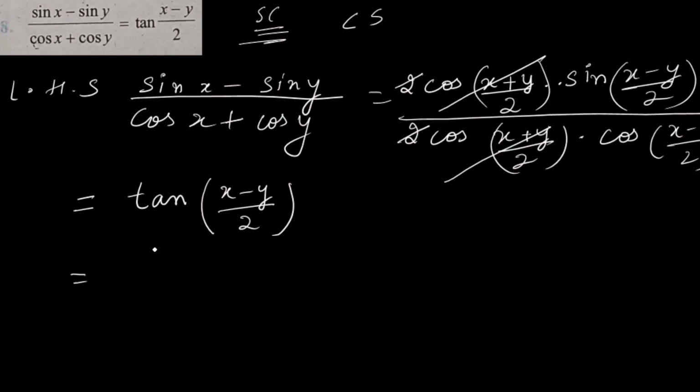So we can write it in this form only. Tan x minus y by 2, which you can see is its right hand side as well. So hence proved. Let's do the next question, question number 19. Again, same type of question, same identity.